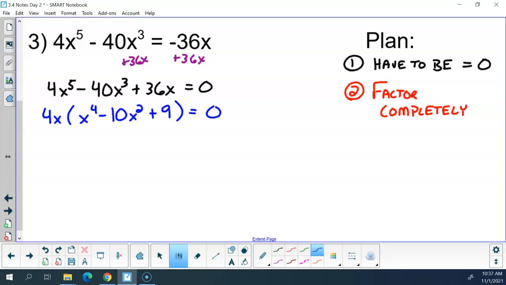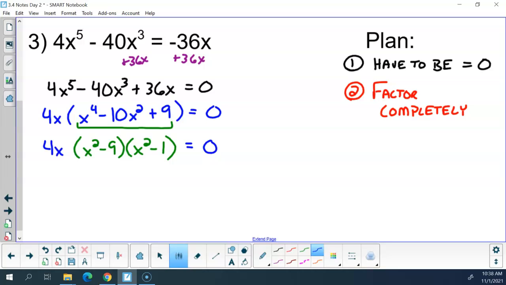Can we factor any more? Probably. Look at this now: two numbers that multiply together to be positive 9 and add to be negative 10. Negative 9 and negative 1. Can we use our notes? On the homework, sure. Can we factor any more? Probably. We're going to have to do it 5 times, so we have 5 answers now.